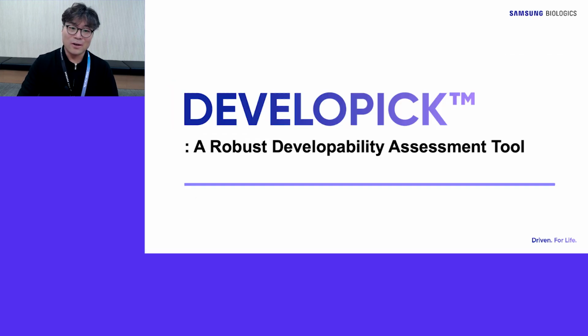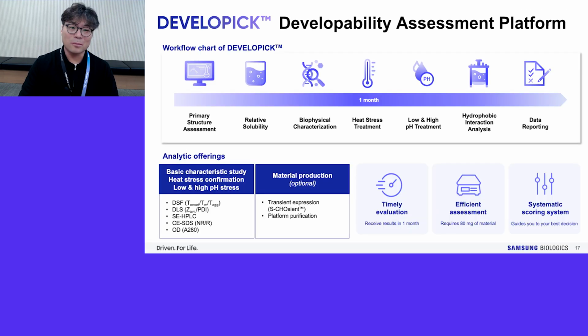That's also why we launched our developability prediction program, Developability. Developability can detect potential issues using this workflow. At first, we perform an in silico-based molecular primary structure analysis and relative solubility, compound basic physical chemical characteristics, thermal stability confirmation, low and high pH stress stability confirmation, and hydrophobicity confirmation. We only use 80 mg of protein within a month to confirm all these data to prepare for CMC development.